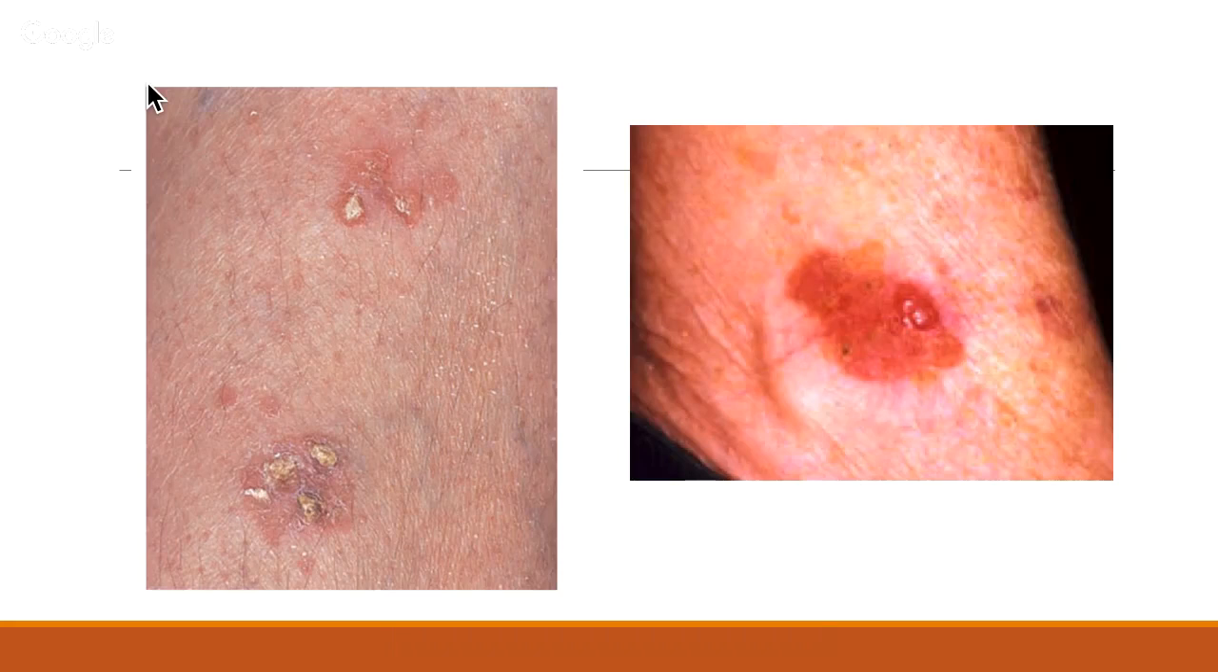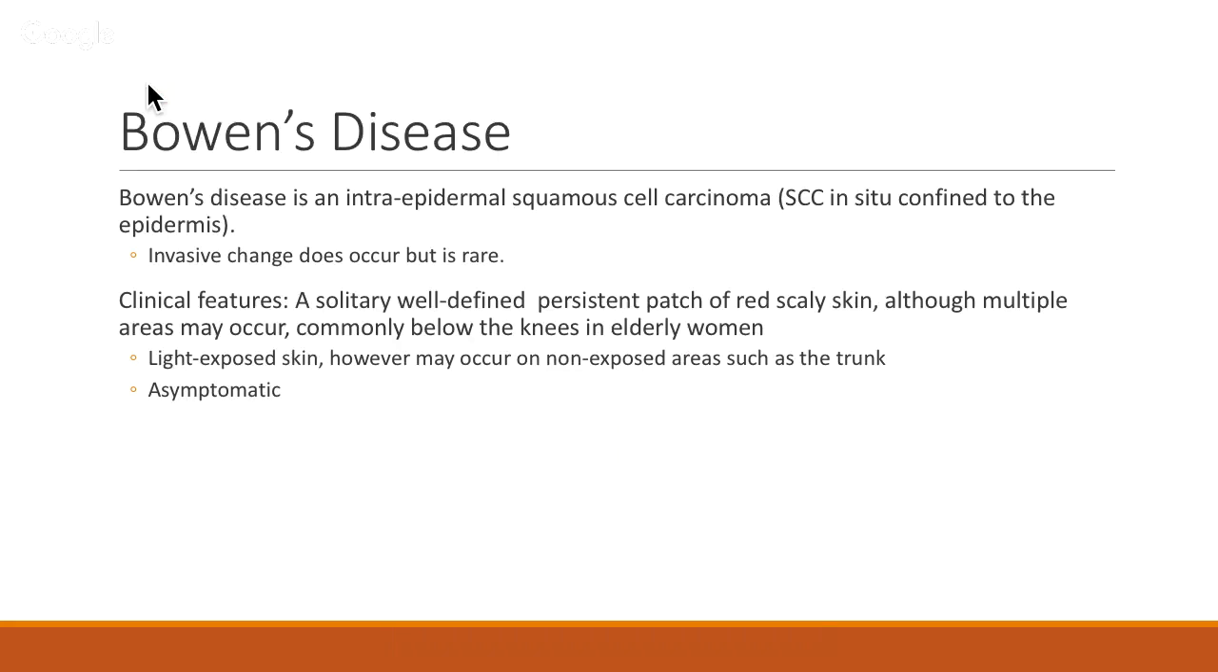Yes, SCC in situ, also known as Bowen's disease. So this is just still in the intraepidermis, but it is an SCC, so it just hasn't invaded further. With Bowen's disease, they describe it as a solitary, well-defined, persistent patch. It's often on the lower limbs of elderly women, and it's generally asymptomatic. It can progress to SCC.